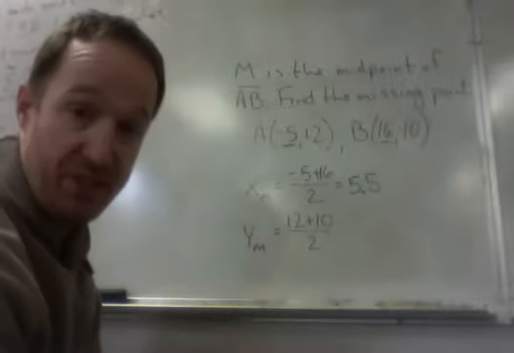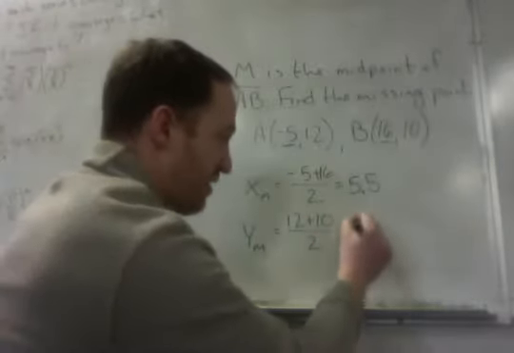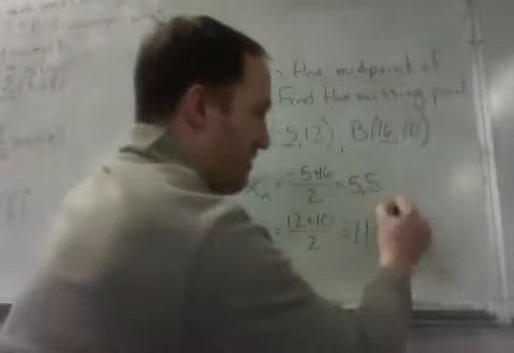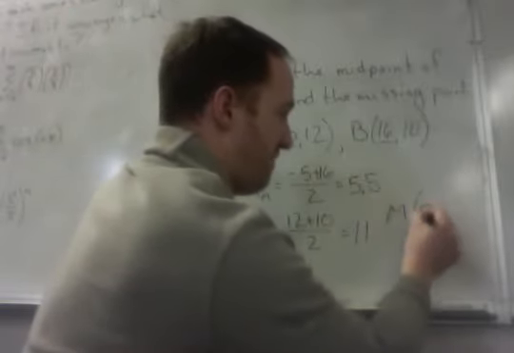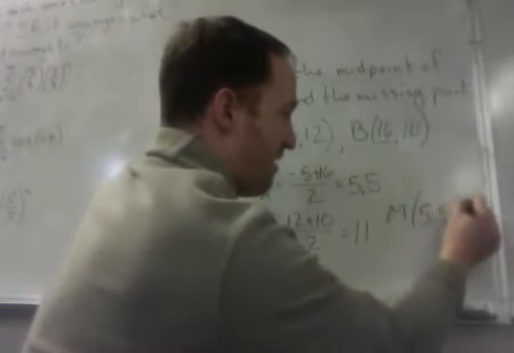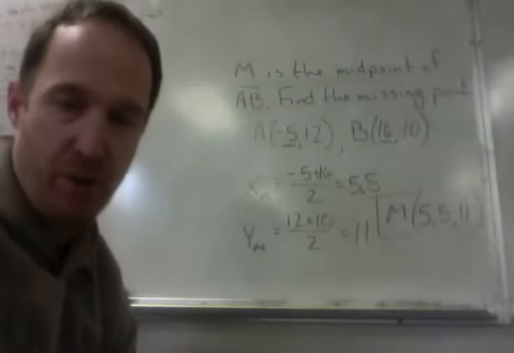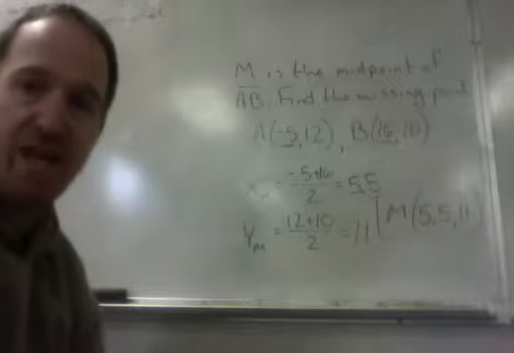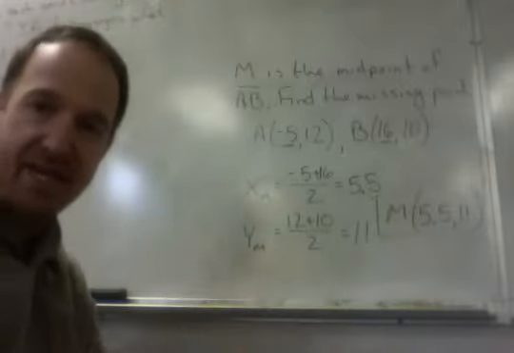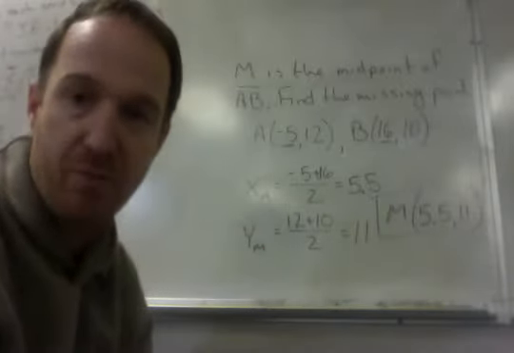12 plus 10 is 22. Divided by 2 is 11. So that means that the coordinates of the midpoint are 5.5, 11. There is our midpoint. Not too hard. Just average the x's, average the y's, and that gives you the coordinates of the point in the middle. Let's take a look at another example.